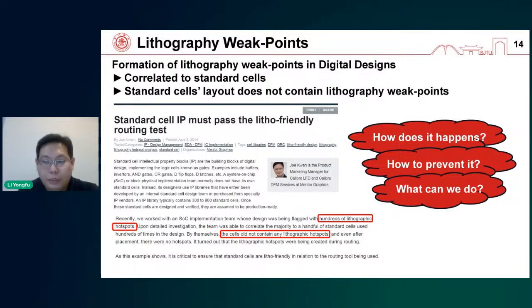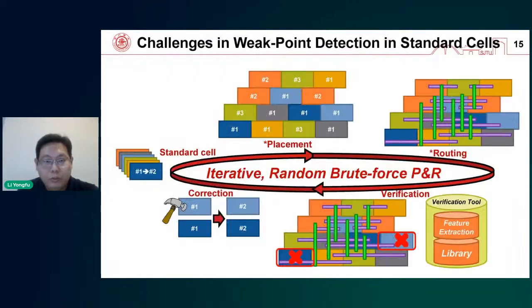And these hotspots are not created, I mean, they are not actually appearing in the standard cell. It only appears after the design has been done with placement and routing. So how do we actually prevent it? Or how do we improve the design quality of our standard cells before we move on to the SoC levels?